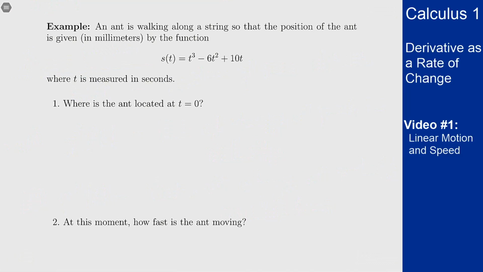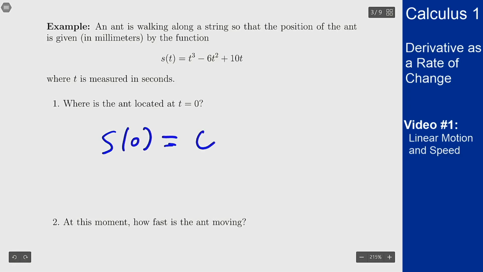As an example, you have an ant that walks along a string, and the position is given by the formula s of t equals t cubed minus 6t squared plus 10t, where t is in seconds. Part 1 asks, where is the ant located at t equals 0? It's asking for the position value at 0, so that's s of 0. If I plug in, that gives me 0.